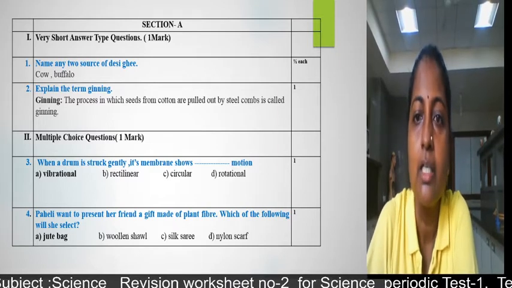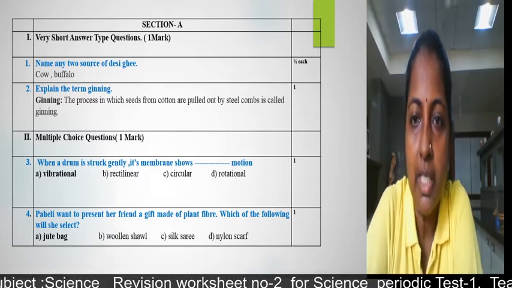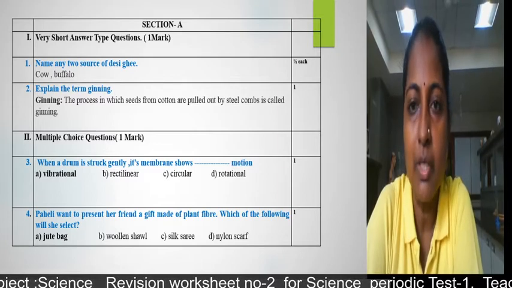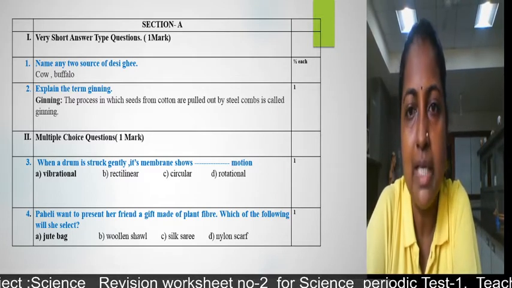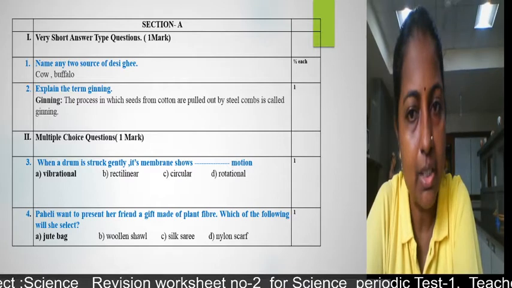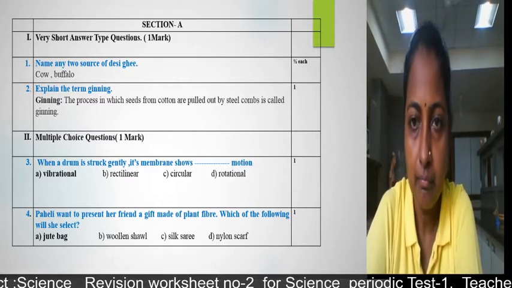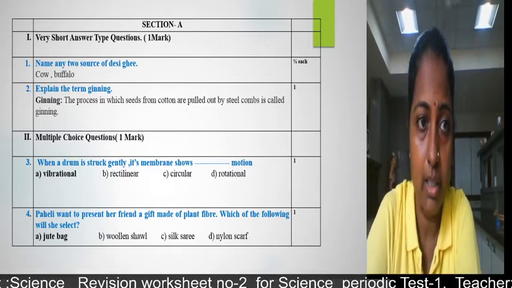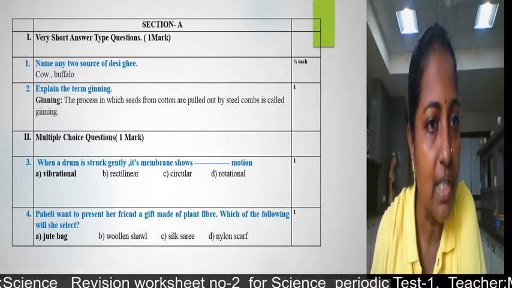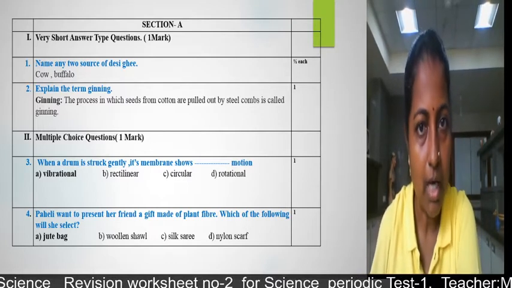And before that, on your textbook page, write your full name, standard, division, roll number, date, and periodic test 1 science. After that, make 2 columns and start writing the answers. Just like any 2 sources of desi ghee, you can write the answer, half mark for each.